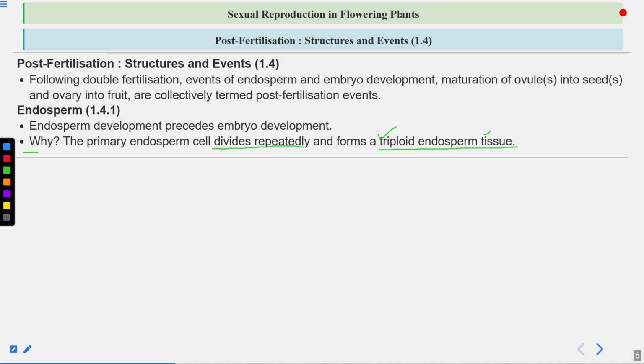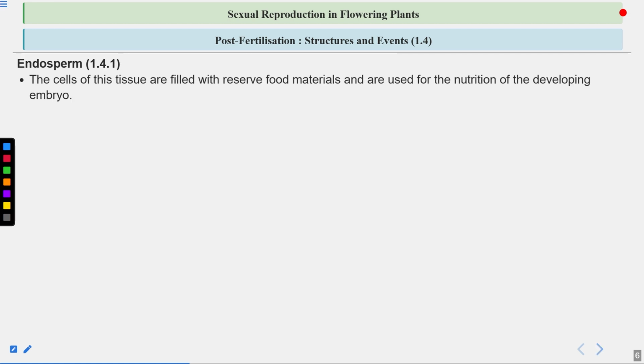The cells of this tissue are filled with reserve food materials and are used for the nutrition of the developing embryo. So this is the answer to the question why, right? The cells of the endosperm have a lot of reserve food material that is used for the nutrition of the developing embryo. Can anyone tell me why the reserve food is fructose?